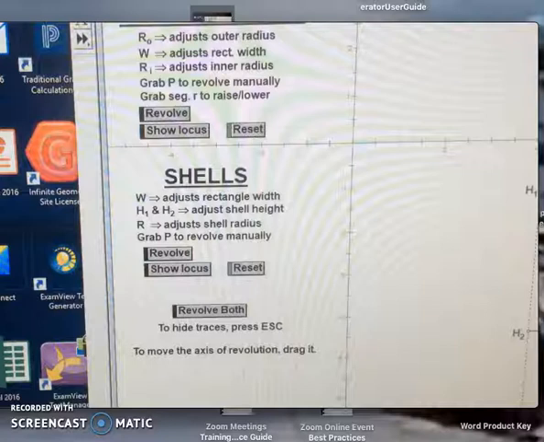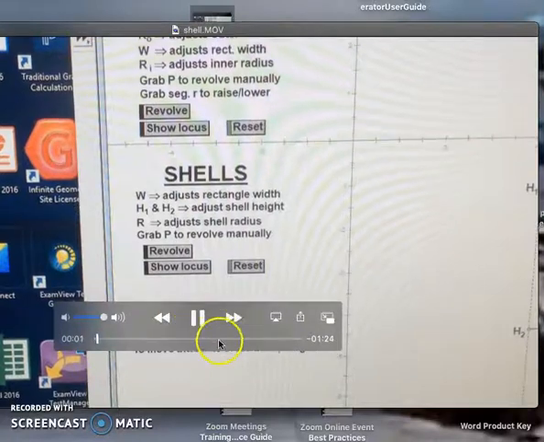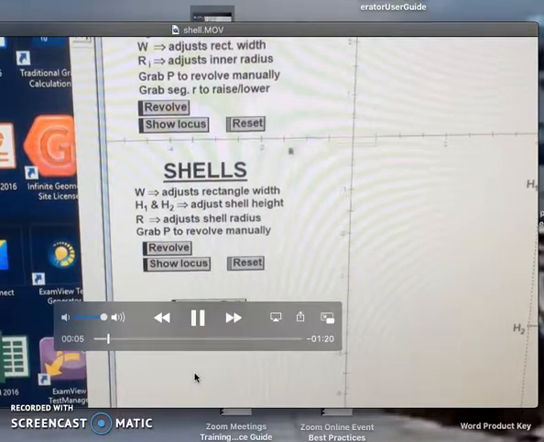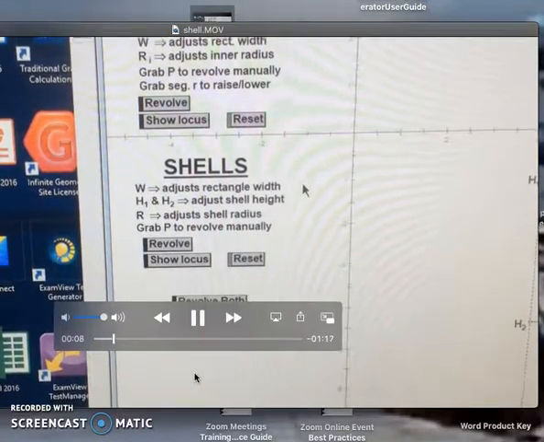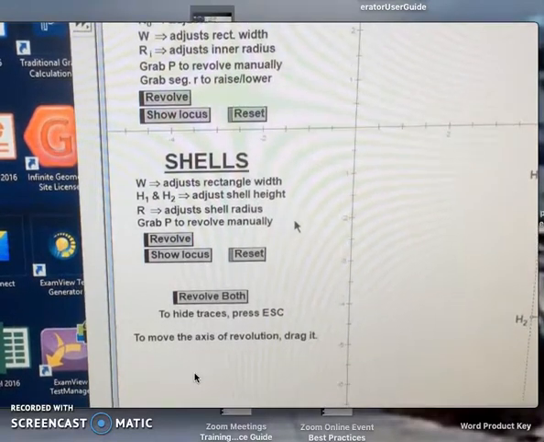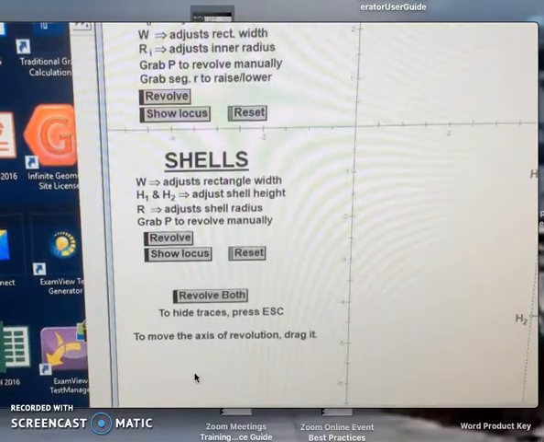But anyway, I'm back here with you, and we're trying to illustrate the idea of the shell method. I've got it set up, and here's this little illustration of a rectangle being revolved around a certain axis. Let's see if I can get that to work out for you.